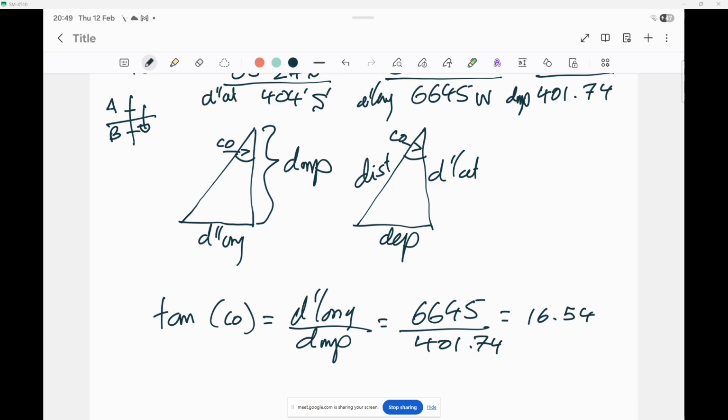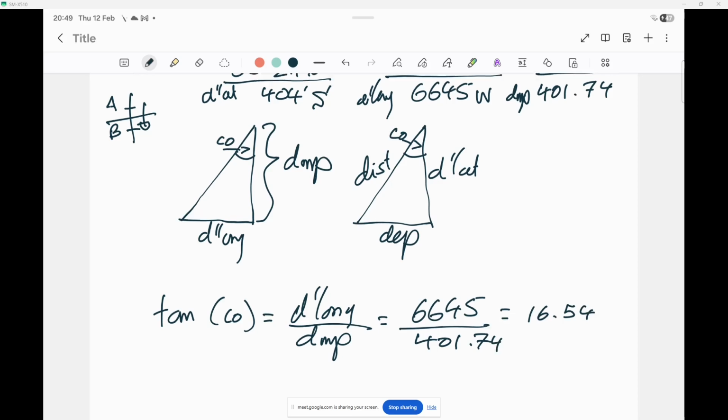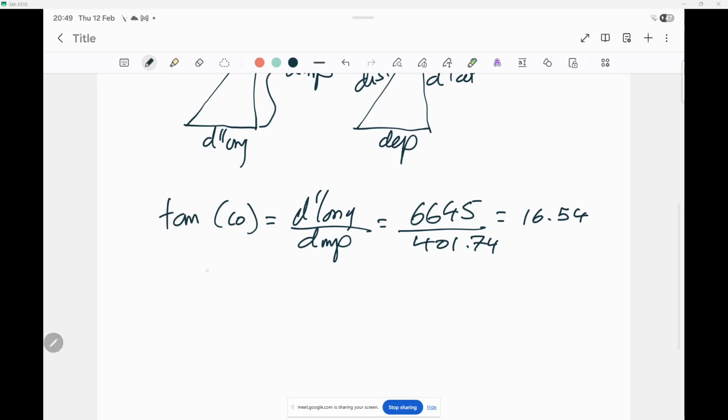Did you all get the answer? Is my answer correct, guys? Yes, sir. So 16.54, then course is equals to, at least one decimal place you have to find out. Shift tan inverse 16.54, which is 86 decimal 5 degrees, and this is coming in quadrantal course.